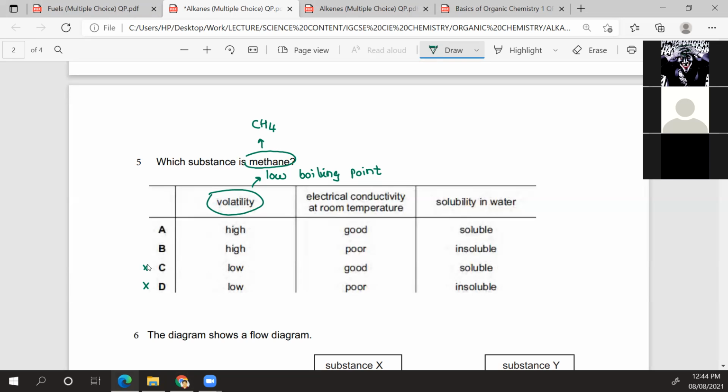Okay. Electrical conductivity at room temperature. Now CH4 is a covalent compound. It's not ionic. So if it is not an ionic compound, what will be its electrical conductivity, good or poor? If it's a covalent compound, it will have poor electrical conductivity. So the answer is B. Also, solubility in water: covalent compounds are insoluble in water. Okay, it's insoluble in water. So the answer is B.